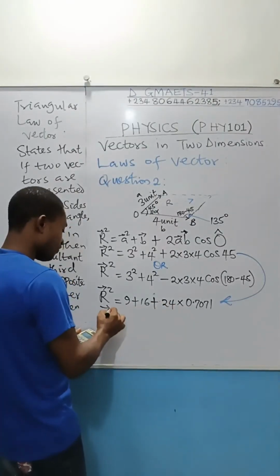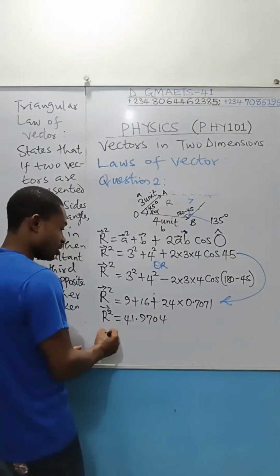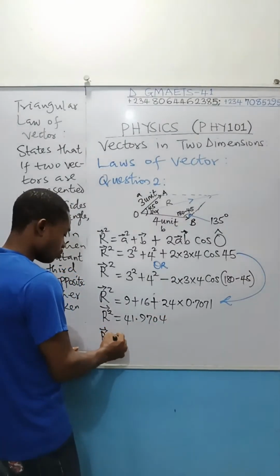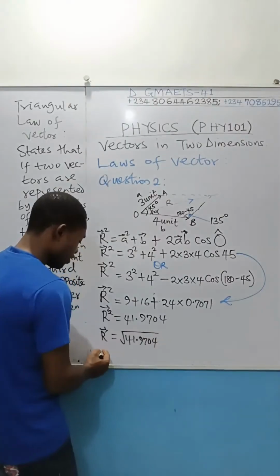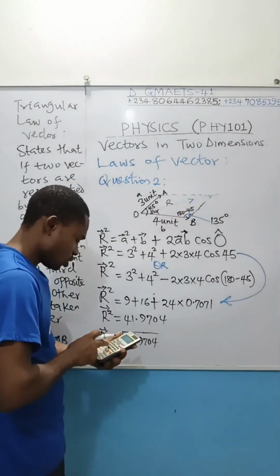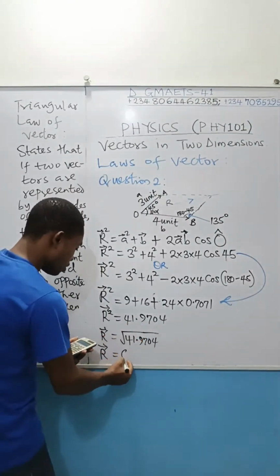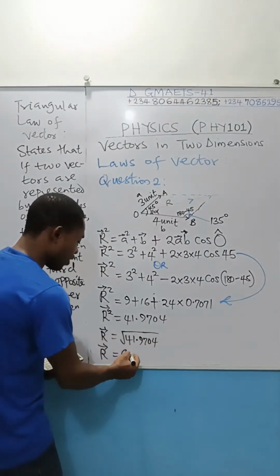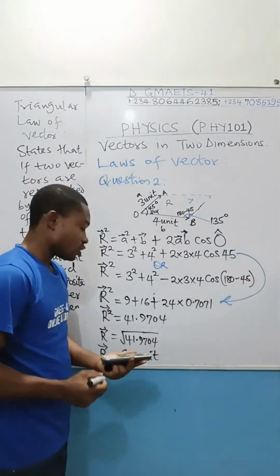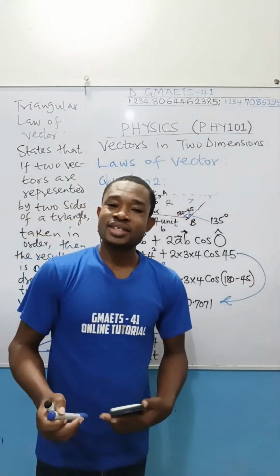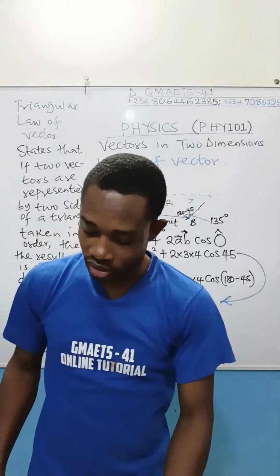If you add to 25, you get 41.9704. So you can now take the square root of 41.9704, which will give us that the resultant is equal to the square root of what we obtained: 6.47, so 6.5 approximately. I'm going to put the unit, 6.5 units. So that's the resultant of these two vectors inclined at 45 degrees.